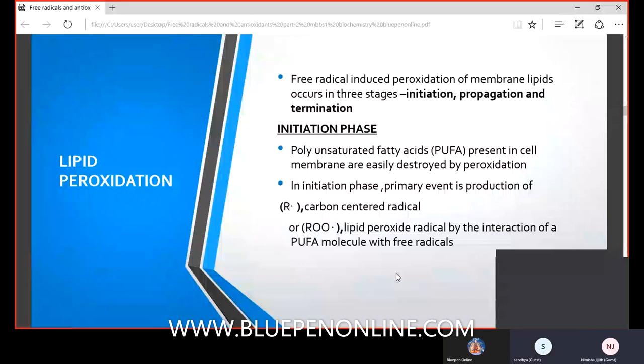You can see from this reaction, the arrow is in a different direction. Don't worry. First of all, RH, which is a polyunsaturated fatty acid, reacts with one of the free radicals. There is a chance for the formation of the carbon-centered free radical, R dot. We always express a free radical in which form? Dot. So here, PUFA, RH, reacts with OH. We know hydroxyl is a free radical.